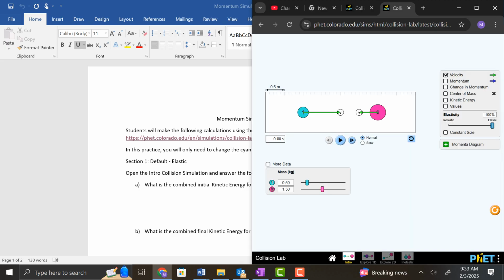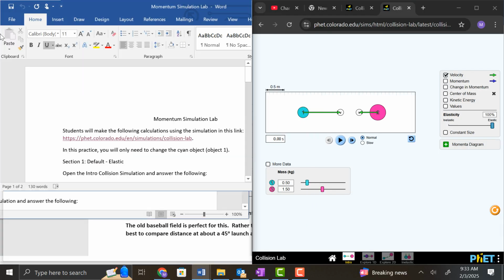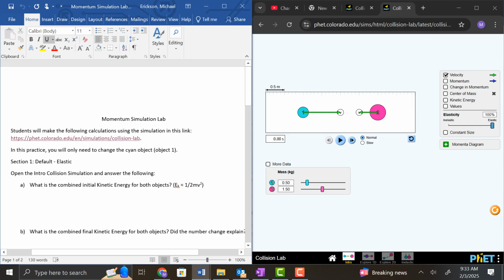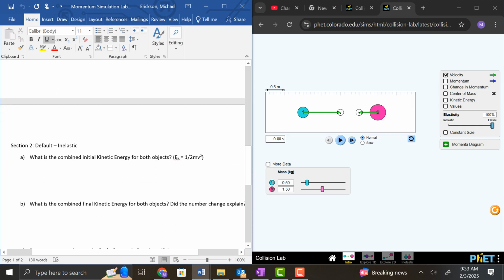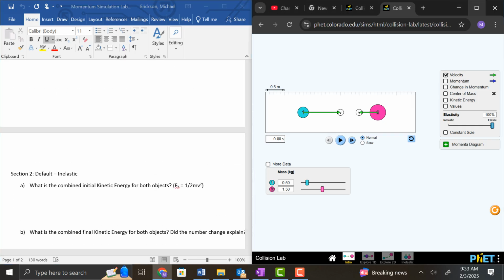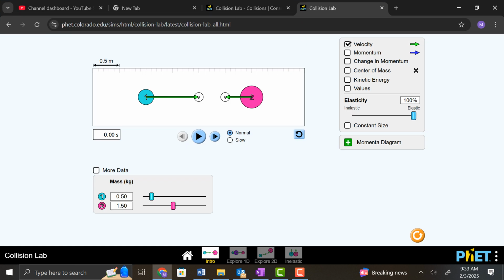So we're basically looking at two scenarios here. If we look at this worksheet, we're going to look at what we call an elastic collision and an inelastic collision. And the way I switch from that is I'll say this is either 100% elastic or 0% elastic, which means you're inelastic. Let's start with what it normally is, the default at 100%.